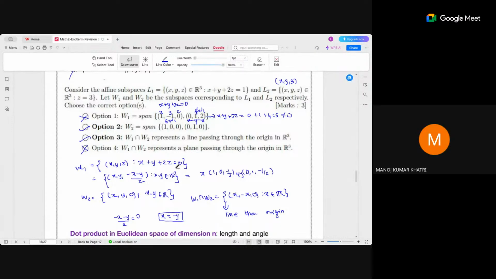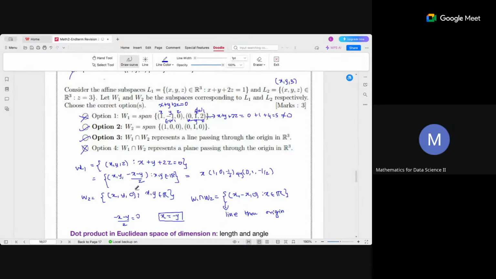Ma'am, can you repeat option 3 once again? Yes. What is W1 intersection W2? You see that in these two places, the vectors are just the same. Only in the third place, the coordinates are different.